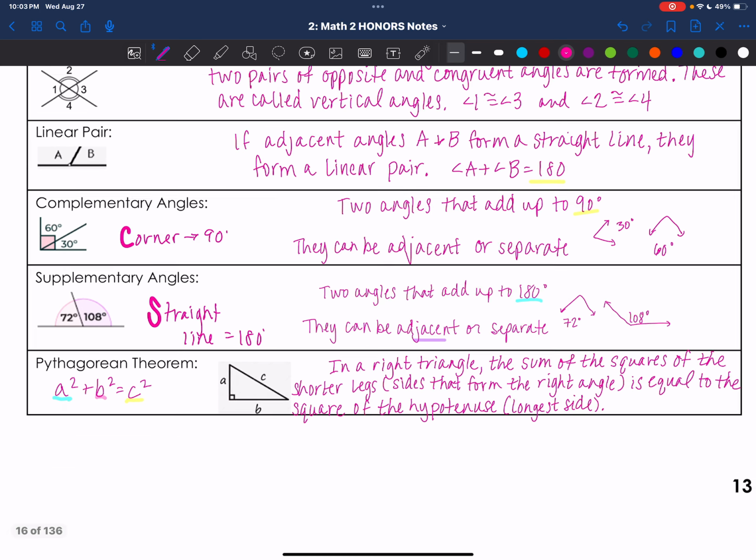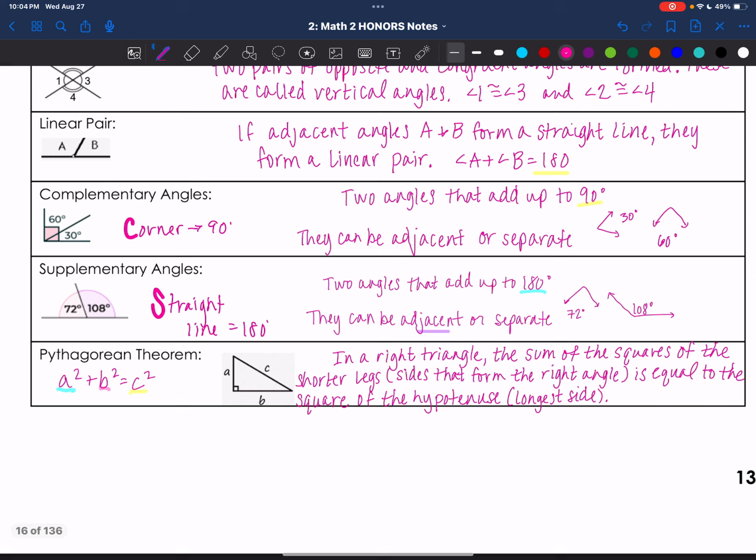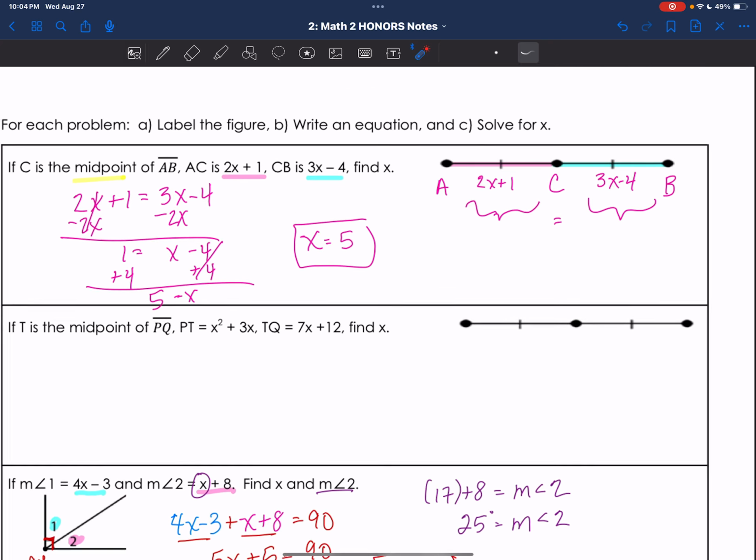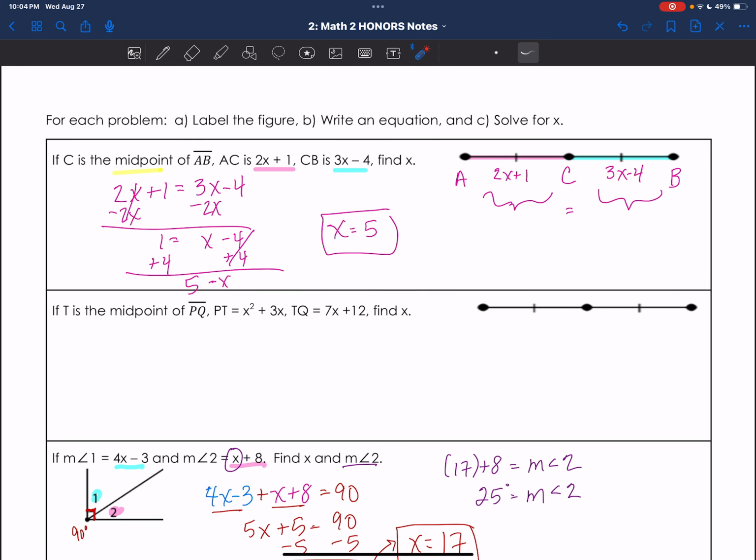All right, and then good old Pythagorean theorem. So Pythagorean theorem says that if you were to take the two legs, the sum of the squares of the shorter legs, so those are the ones that make the right angle, is equal to the square of the hypotenuse. So that's where you get a squared plus b squared equals c squared, which is your hypotenuse. All right, so we're going to go ahead and start doing some problems using some of those terms.